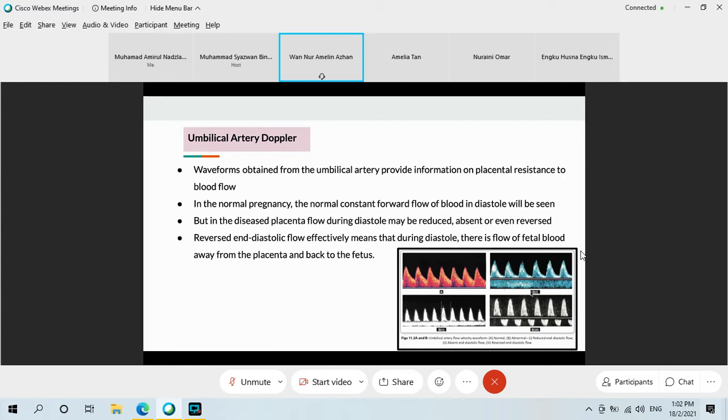And the picture below on the left side shows absent flow. And then the last picture shows reversed flow. For the reversed end-diastolic flow, it effectively means that during diastole, there is flow of fetal blood away from the placenta that goes back to the fetus. Okay, next.